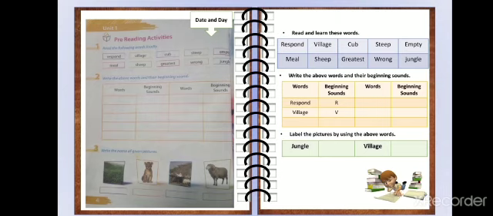Now, what you have to do, students, is read and learn these words. When you become familiar with these words, then wherever these words appear in the unit or in any story, you will be able to read them loudly. You have to practice each word 2 to 3 times so that you are able to recognize and read these words, okay?